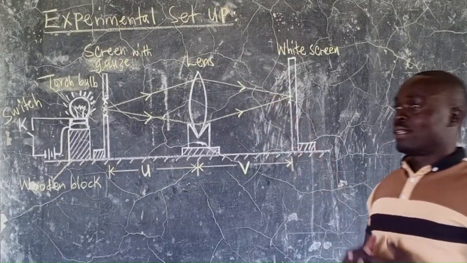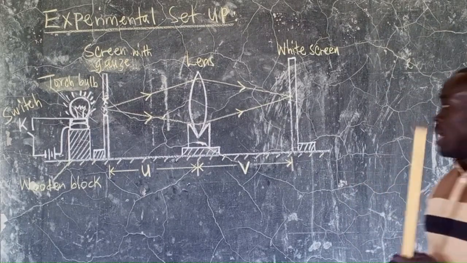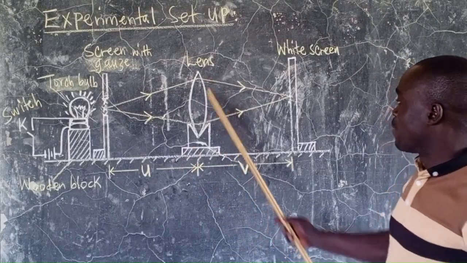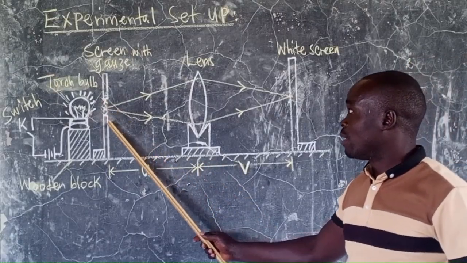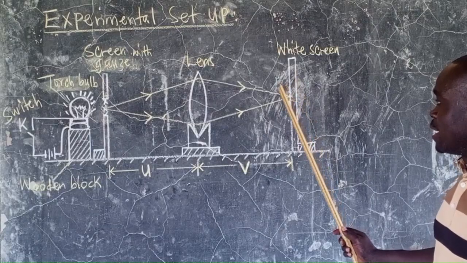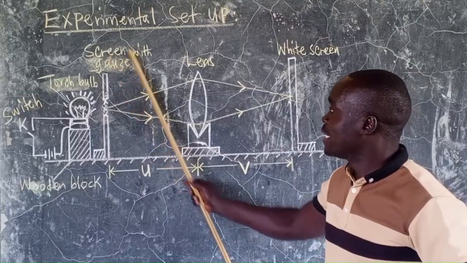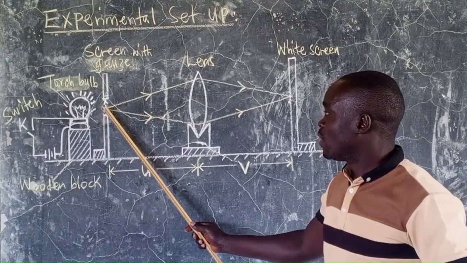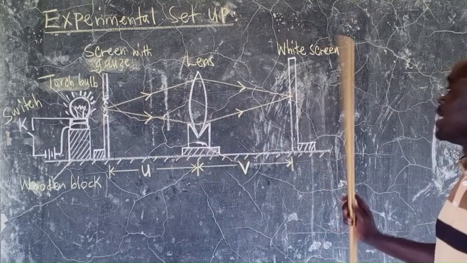Yes, let's look at the experimental setup of our experiment. Now, in the setup of the experiment, the lens together with the holder is placed between the screen with the gauge and the white screen, such that the torch bar is put behind the wire gauge to allow the light to pass through the wire gauge, and the image of the wire gauge is seen on the screen.